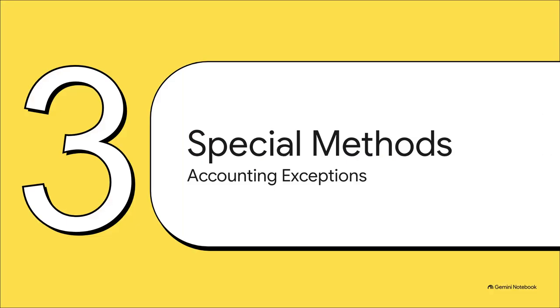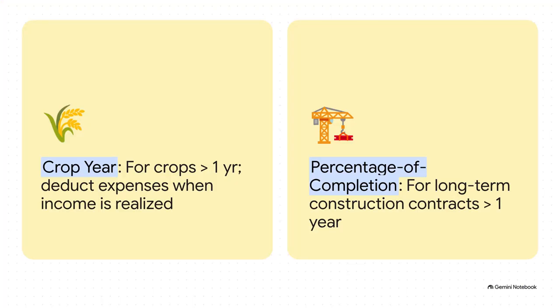Next up, Section 3, special accounting methods. So the standard methods just don't work for every single industry out there. If it takes more than a year to harvest a crop or build a massive structure, you can't use a normal 12-month matching principle. For agriculture, farmers use the crop year method.